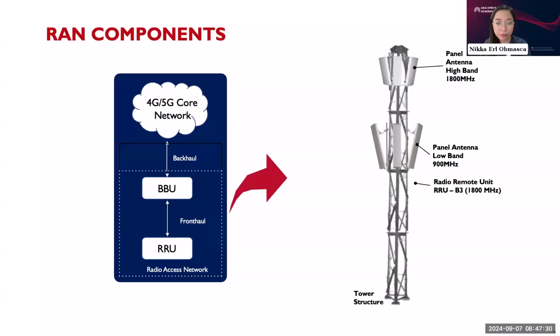So, aside from the antennas, we have what we call the RRU. So, yung RRU natin stands for Radio Remote Unit. So, ito naman is responsible for converting the radio signals received by the antenna into digital signals na pinoprocess naman ng BBU natin or ng baseband unit. This is typically located at the top of the tower or malapit dun sa mga antenna system natin.